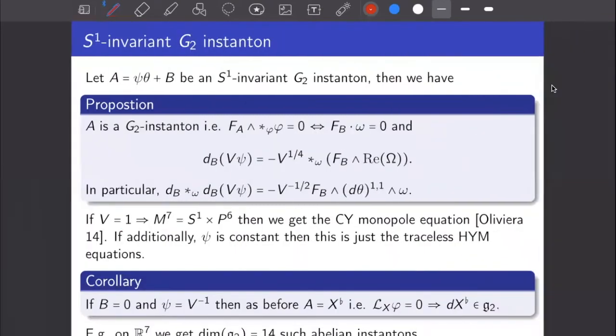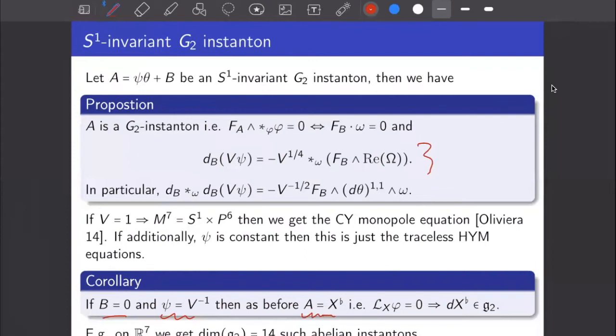As before, we see that if we set our connection form B here to be 0, to vanish on our 6-manifold, then we can solve the system here directly by setting psi to be the inverse of the norm squared of our vector field. In other words, the connection form A is nothing more than the dual of the Killing vector field.